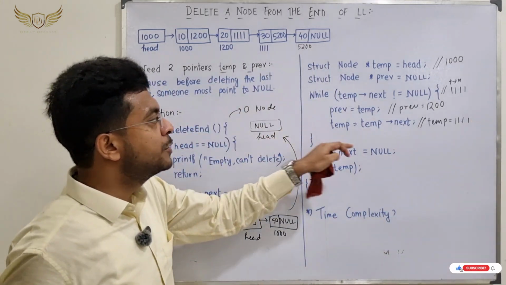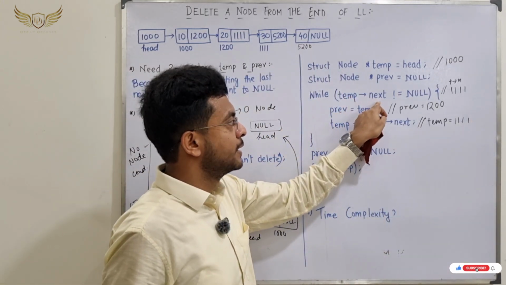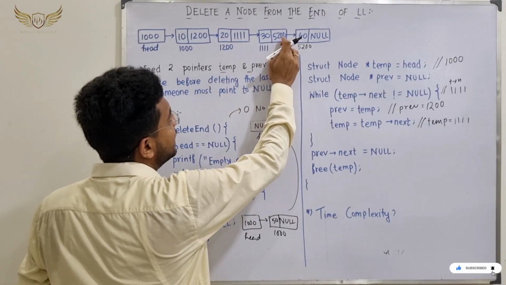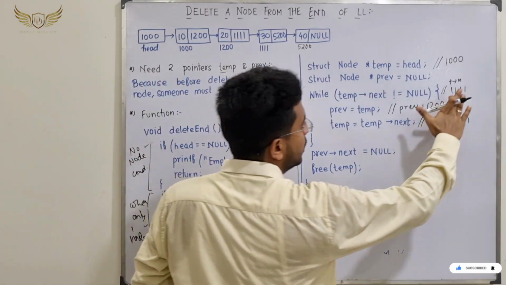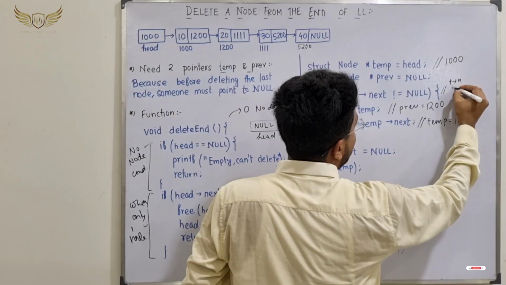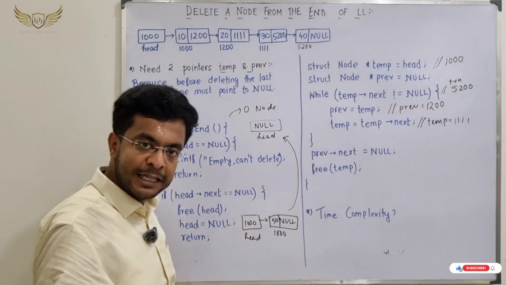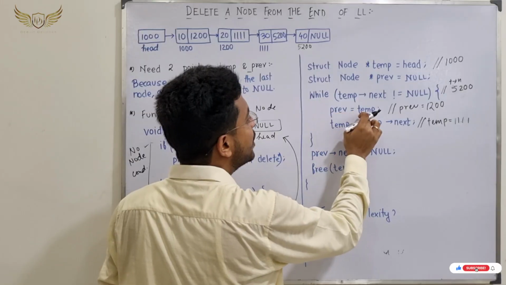Right? Now it goes back and it checks temp->next != NULL. Which is temp->next? Go to 1111 location and see the next part. That is 5200. So temp->next is nothing but 5200, right? And it is not equal to null. Satisfying.